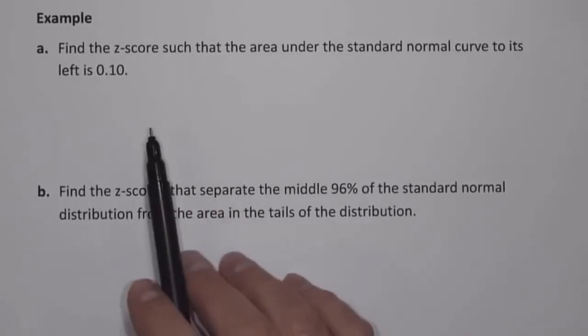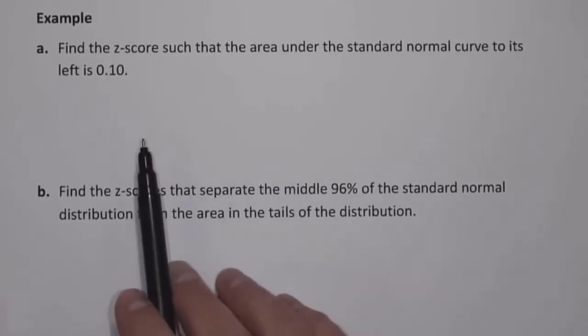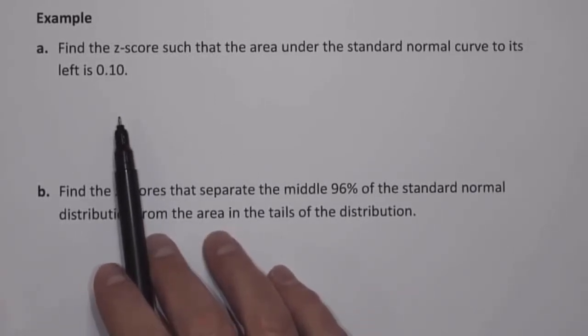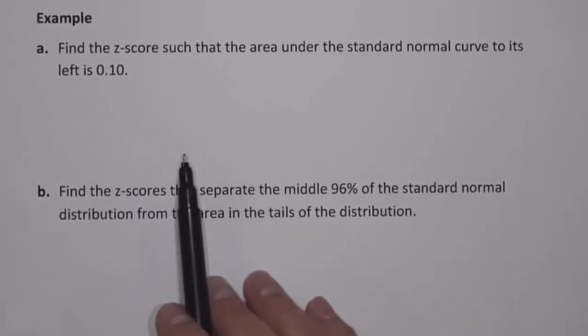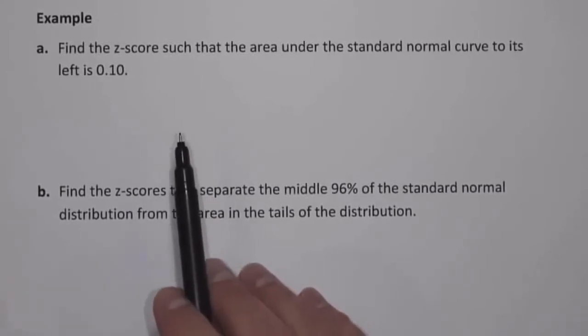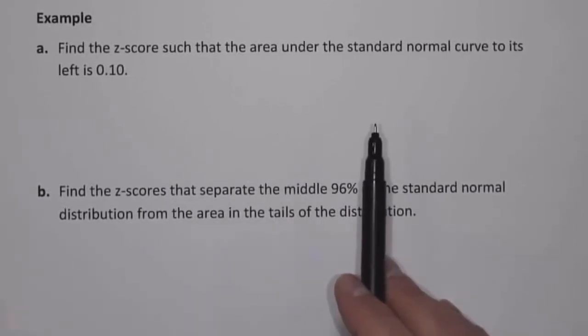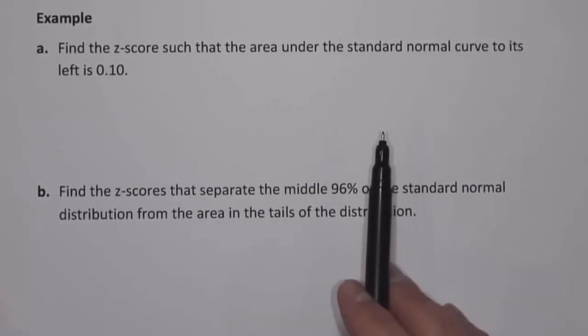Sometimes it's necessary to work backwards in a normal probability problem. For example, sometimes we may know the probability or the area beneath a normal curve, and we want to find the z-score that has that area underneath the normal curve. In other words, we're going to work backwards.